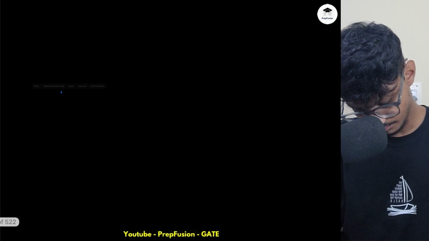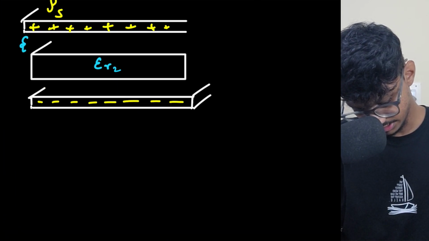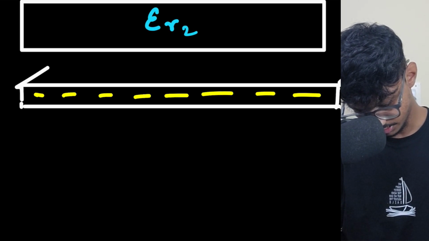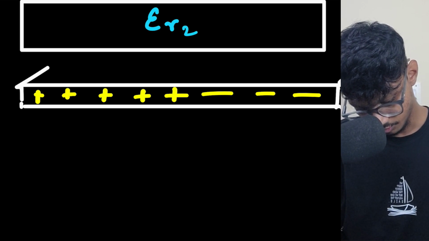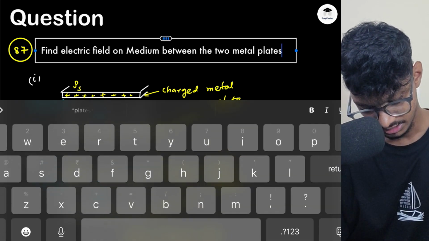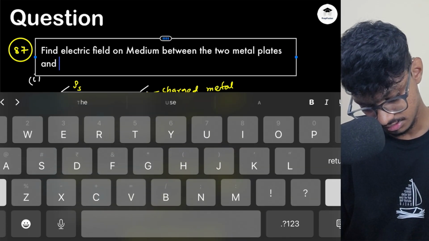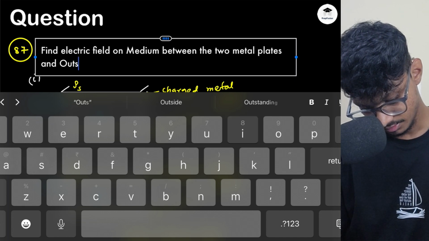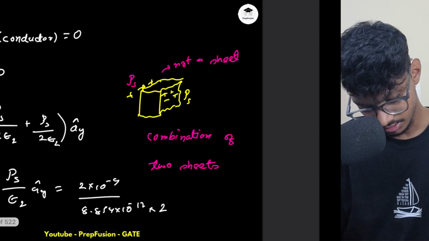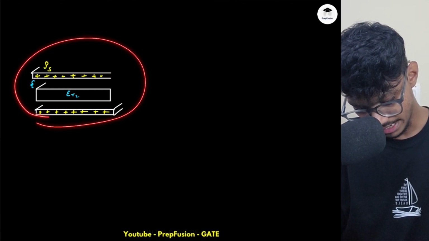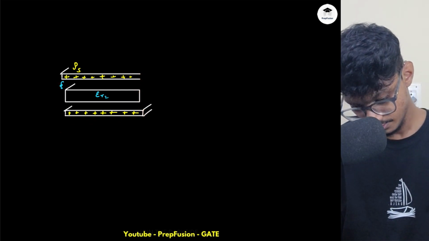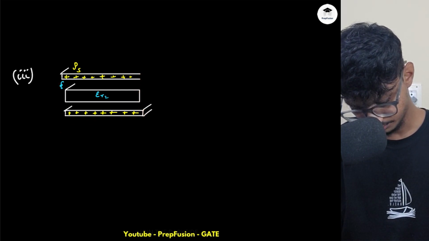Both of them are plus. Like both of them are plus, find out the electric field in the medium between the two plates and outside as well. So this whole arrangement you can assume as basically a single conductor, a single conductor with charges all around the surface.